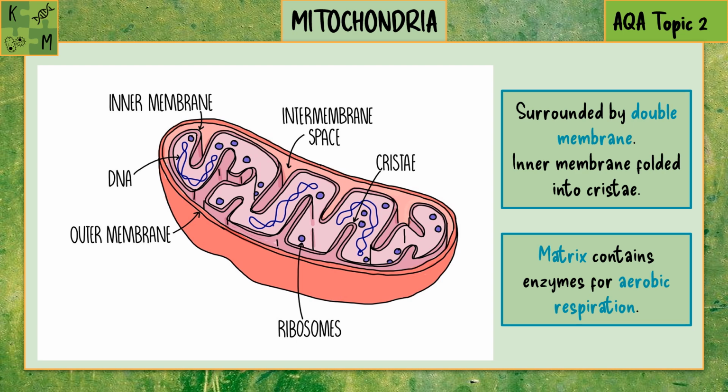Mitochondria also contain their own DNA, so this exists within the inside of the inner membrane, which is an area we call the matrix. This DNA will contain the code for enzymes that are required in aerobic respiration and other proteins that are needed in those processes. So in order to make those proteins within the matrix, we also find ribosomes.